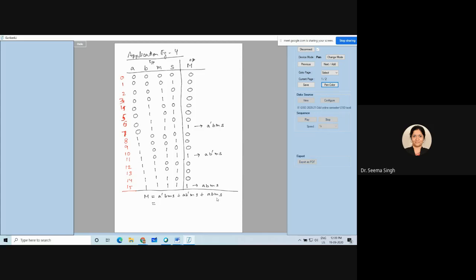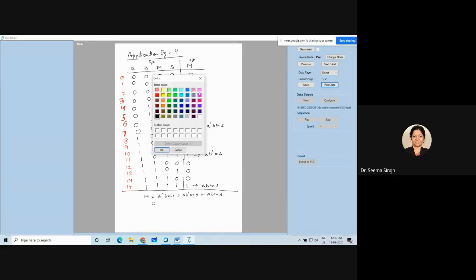Also for the other one, that means AB bar MS, AMS is becoming common. So let me solve it in the binary expression form.